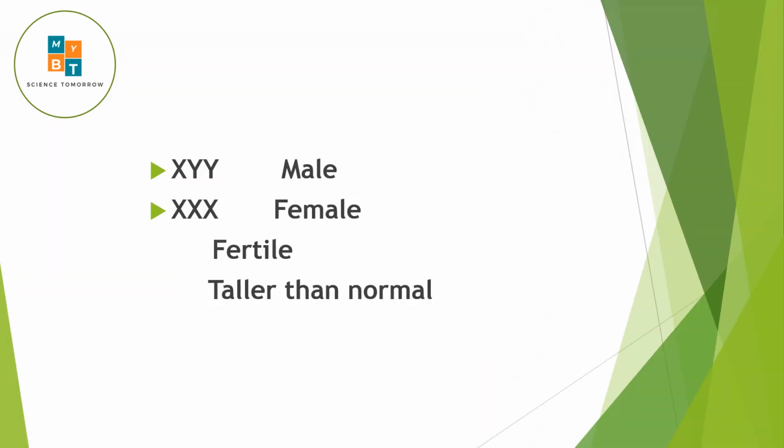And when we talk about trisomy, if you have XYY, they have an extra Y chromosome. They are male. And XXX, triple X, that is trisomy X. The karyotype is female. These people are fertile, and sometimes you call them super male and super female. They are taller than normal.